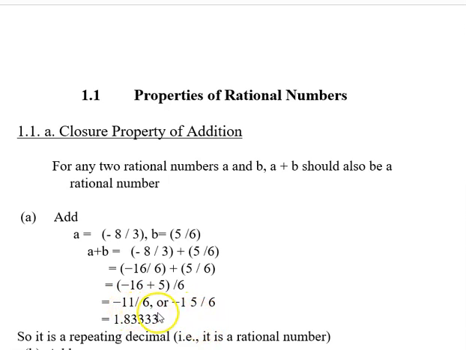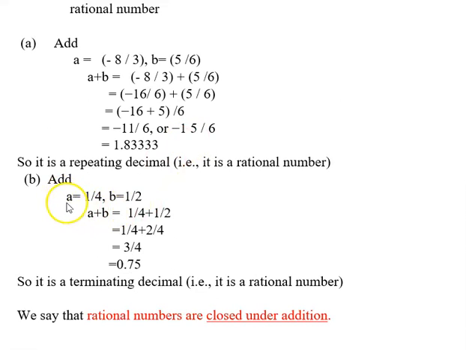If you divide negative 11 by 6, you will get the result as negative 1.833, where the 3 repeats. So it's a repeating decimal. So the addition result is also a rational number. Next we'll see another example.